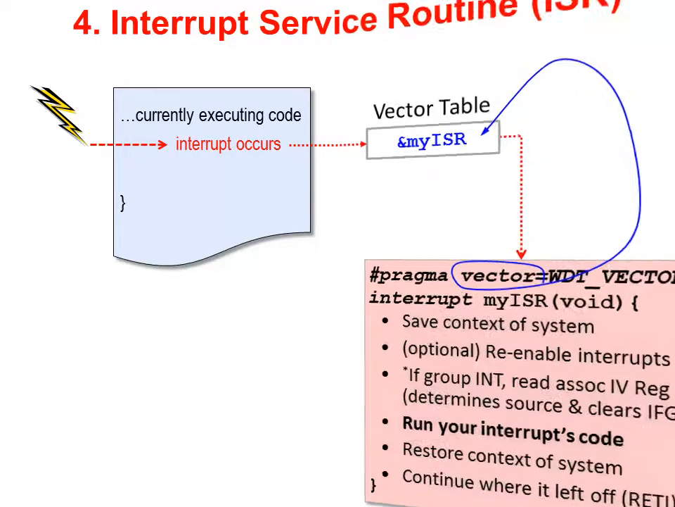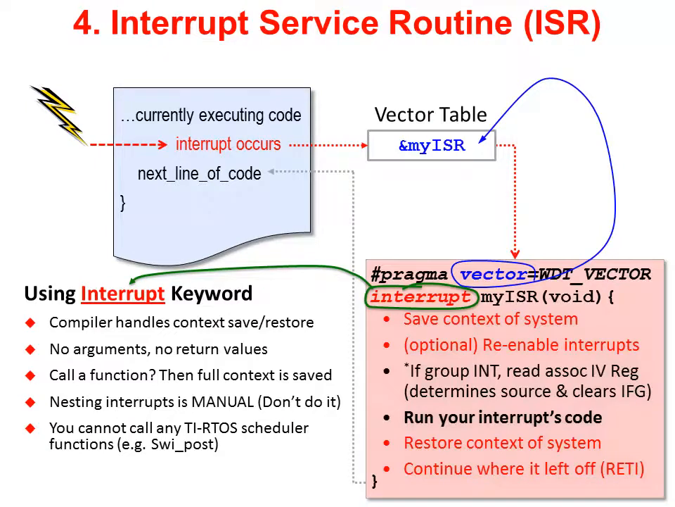Looking at the bullets on the left-hand side, when you're using the interrupt keyword, as we've shown here by the green arrow, the compiler handles all of the context save and restore for you and returns you back to your previous code, even restoring the original value for the status register. Since the interrupt occurs asynchronously to the background thread, you can't pass arguments and receive values to or from the ISR. You have to communicate between threads using global variables or other appropriate data objects.